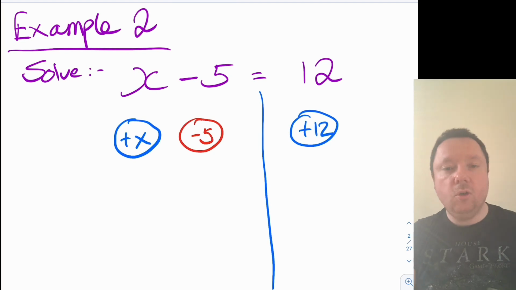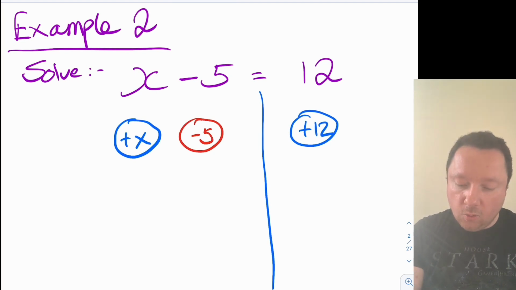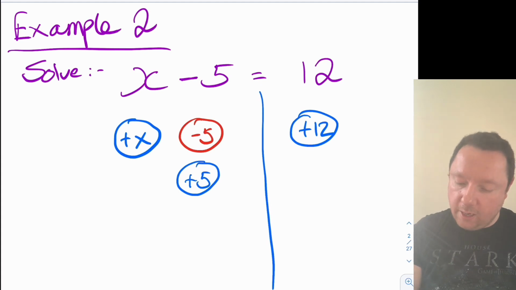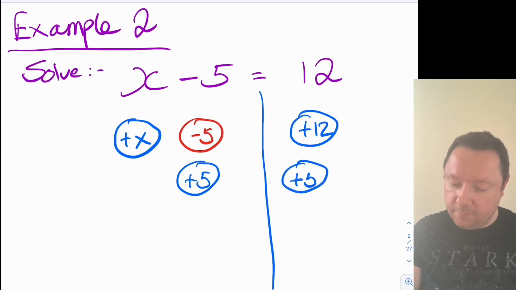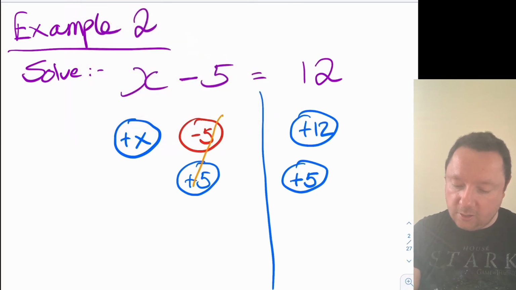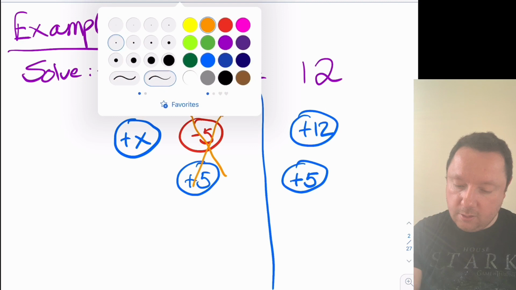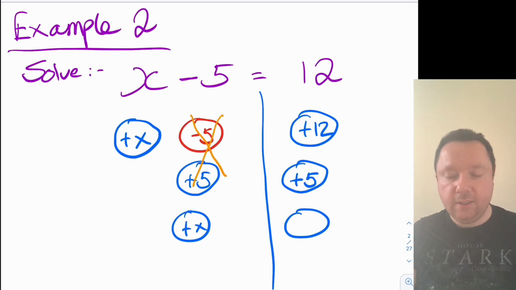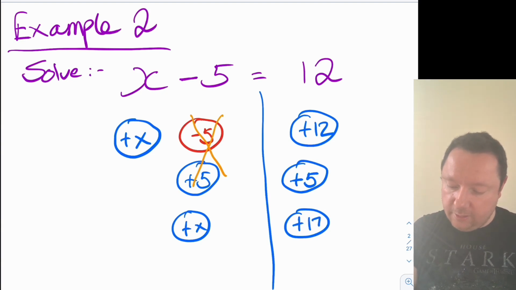So remember, the goal is always to get x on its own. So we need the opposite of minus 5. So we need to add 5 to this side. 5 and minus 5 is 0. So we add 5 to the other side to be fair. We can now imagine that it's just cancelling. We're gone. So that's leaving me with plus x on this side. And it leaves me with, well, 12 plus 5, 17, plus 17. So the answer is x equals 17.